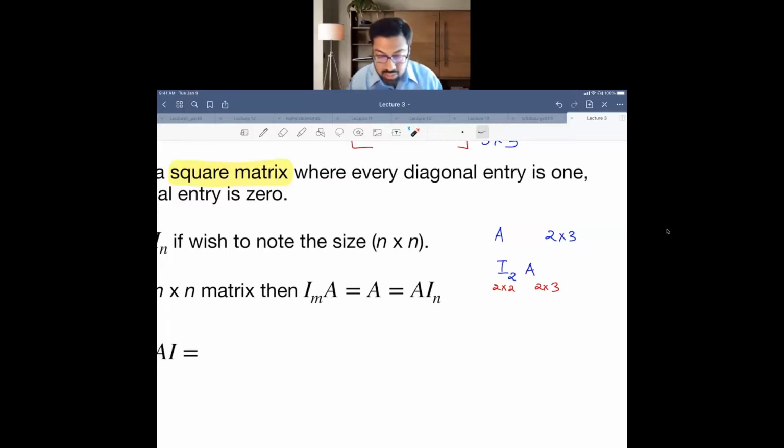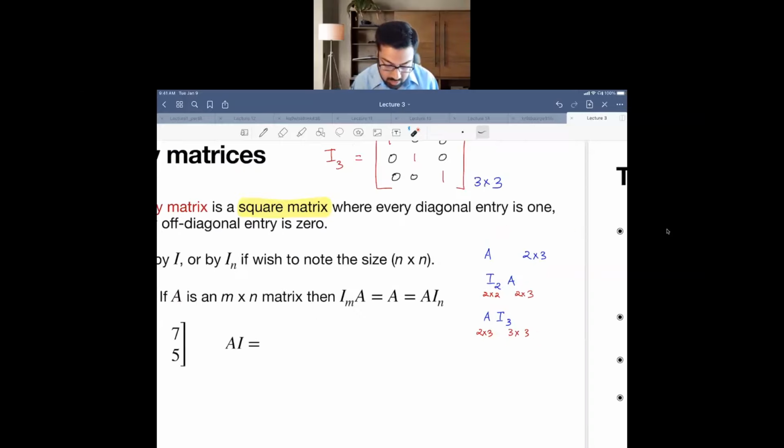But if you wanted the identity matrix on the right, the second matrix, then what do you need to do? You need to do A times I3, right? Because then this is 2 by 3, this is 3 by 3, inner dimensions match, and the result will be 2 by 3, which is A. So I2 times A is the same as A, which is the same as A times I3. So that's what we are writing over here.